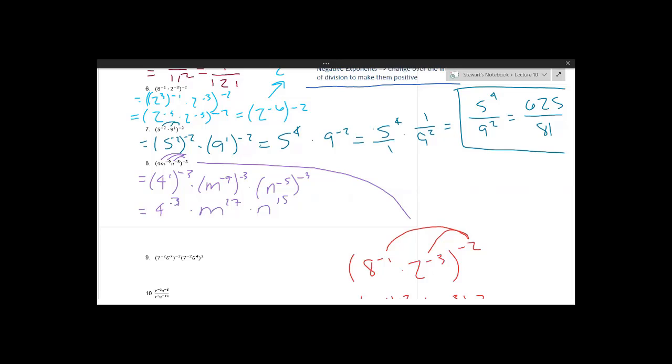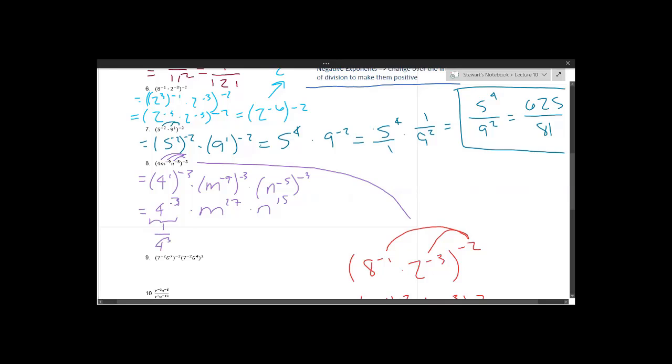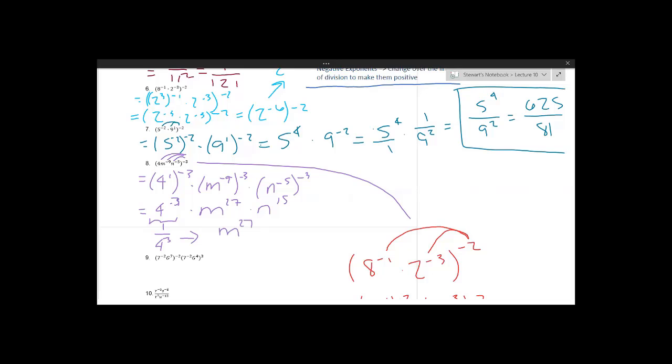The 4 to the negative third power, we can write as 1 over 4 cubed, and we know 4 cubed is 64. So this whole thing becomes m to the 27th, n to the 15th over 64 in the denominator. So that would be our final answer.